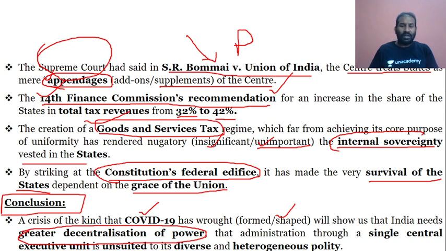Until then, we were not thinking about the decentralization of power. Administration through a single central executive unit is unsuited. A strong centre is unsuited to its diverse and heterogeneous polity, so you can argue that decentralization of power is required. And again, when the centre has to handle matters of national importance, national internal security or national security, then probably the centre has to be strong.